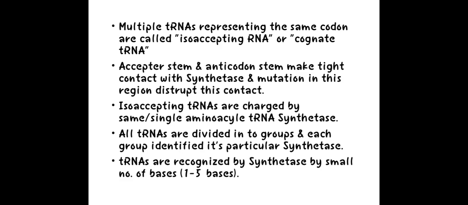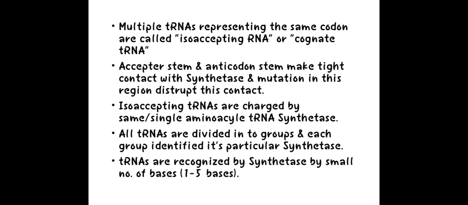Acceptor stem and anticodon stem make tight contact with synthetase, and mutations in this region disrupt this contact. Isoaccepting tRNAs are charged by the same single amino acid tRNA synthetase. All tRNAs are divided into groups and each group identifies its particular synthetase. tRNAs are recognized by synthetase by a small number of bases.